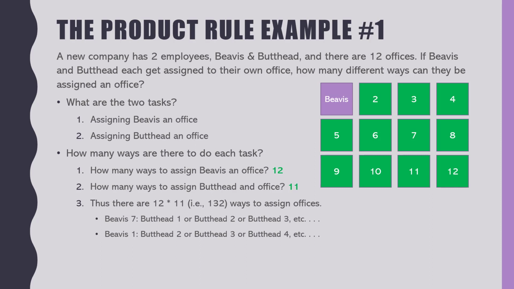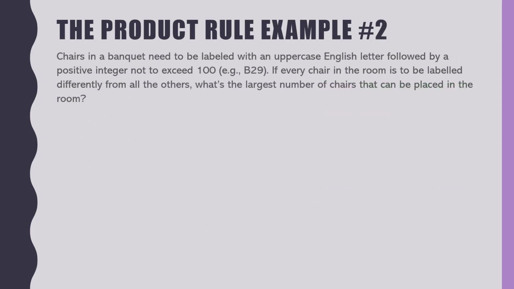Bless you. Okay, chairs in a banquet room, another typo that I'm not fixing, need to be labeled with an uppercase English letter followed by a positive integer not to exceed 100. For example, B29, right? Sounds like a bingo number. If every chair in the room is to be labeled differently from all other chairs, what's the largest number of chairs that can be placed in the room?